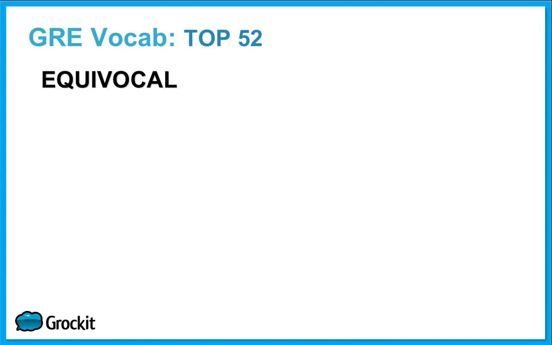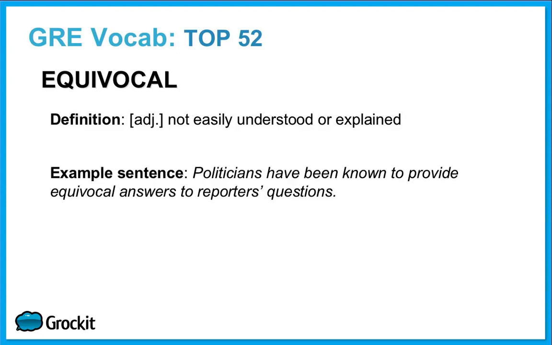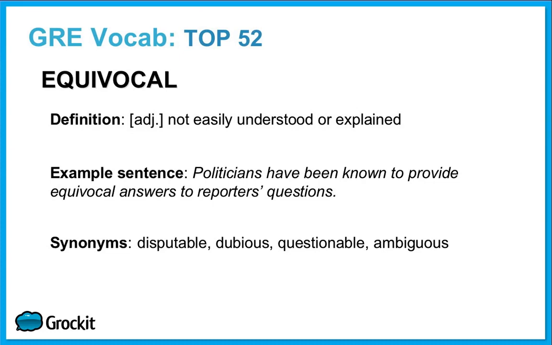Equivocal is the second word. Equivocal means not easily understood or explained. Politicians have been known to provide equivocal answers to reporters' questions. Disputable, dubious, questionable, and ambiguous are all synonyms. Now, the opposite of this is also an adjective.